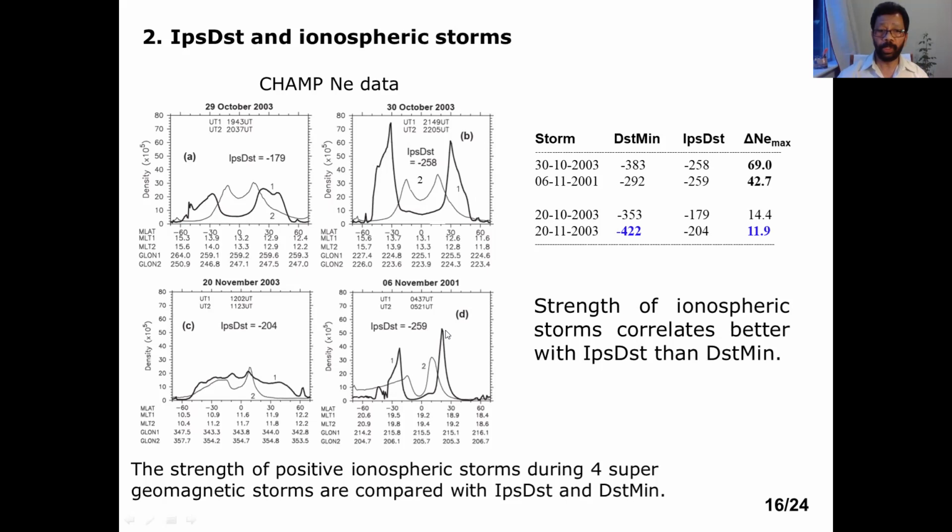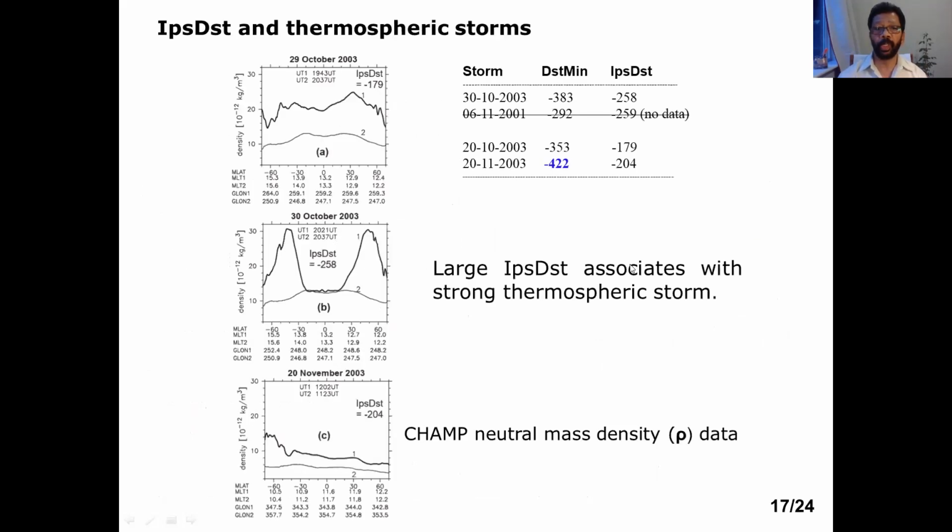Now, for this event, which has high IPS DST, the strength of the ionospheric storm is 42.7. For these two events, which have comparatively low IPS DST, the strength of the ionospheric storm is very weak. You can see by comparison, visually, it is only 14.4 and 11.2. That shows the strength of the ionospheric storm correlates better with the new parameter than the conventional parameter.